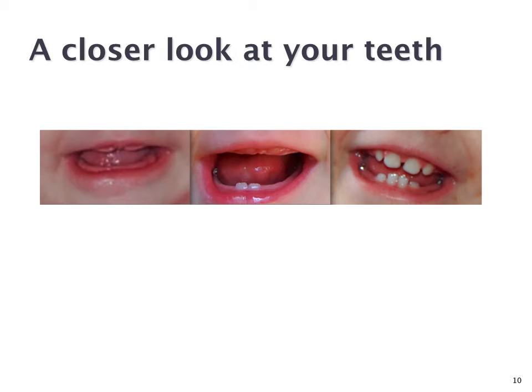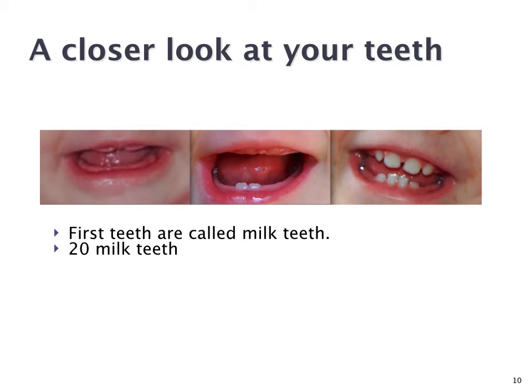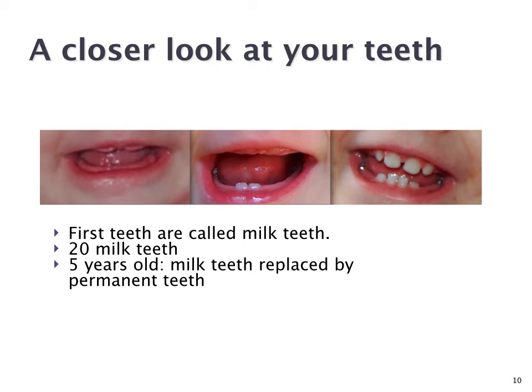So when you were born, you had no teeth. And your first set of teeth that appeared were called your milk teeth. So ask your parents when your first set of teeth appeared. You would have had 20 milk teeth. Then at about 5 years old, the milk teeth would have been replaced by permanent teeth. Do you know how many permanent teeth you'll have? An adult has 32 permanent teeth.